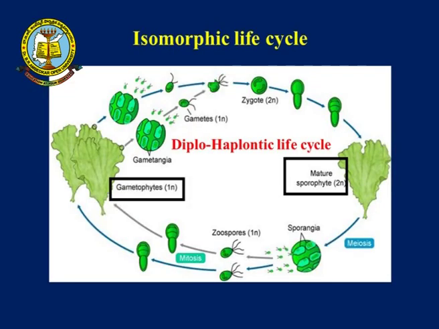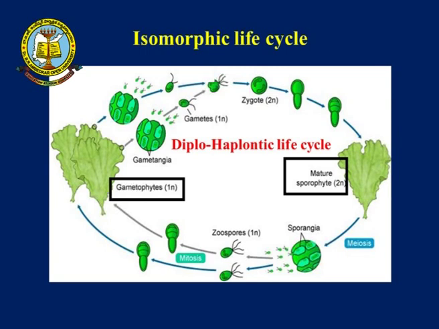Isomorphic life cycle: iso means similar, similar morphology. It is a diplohaplontic life cycle, meaning two ploidy levels, one diploid and another haploid, but both have identical thalli. First let us see the diploid thallus. This is the sporophytic thallus. From the sporophytic thallus, sporangia develop, and from sporangia zoospores are released. These released zoospores develop into the haploid gametophytic thallus.